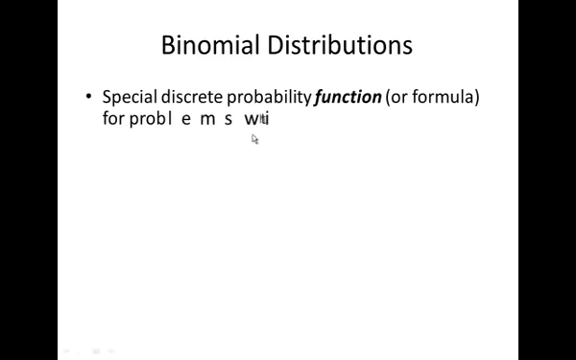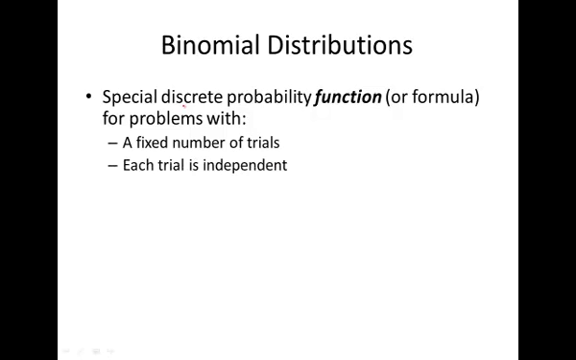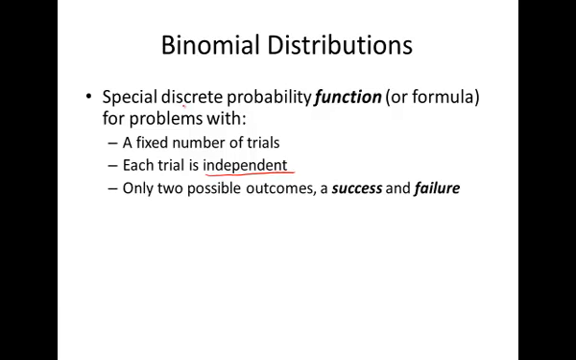All right, so this is a specific discrete probability function or formula for problems with a fixed number of trials. In order to satisfy the condition of being binomial, there has to be a fixed number of trials. There have to be independent trials. Remember, what independent means is that the probability of the next one occurring is not affected by the last one occurring. There are only two possible outcomes, a success and a failure.